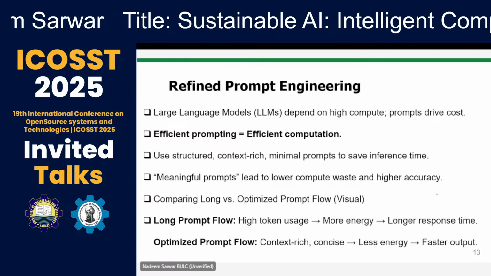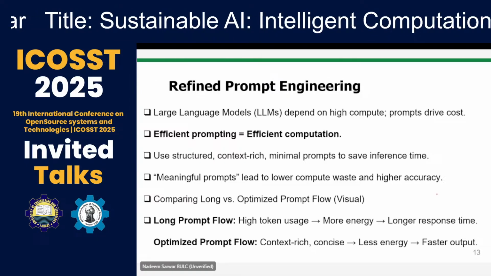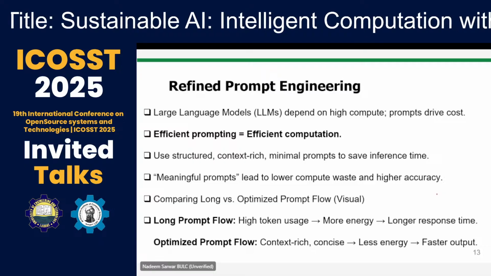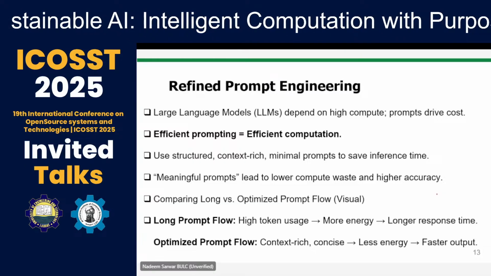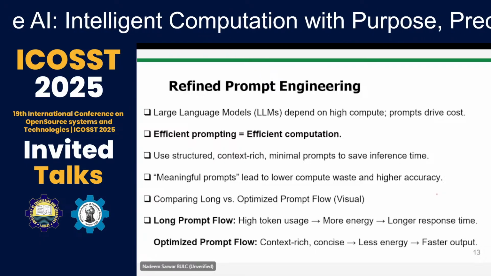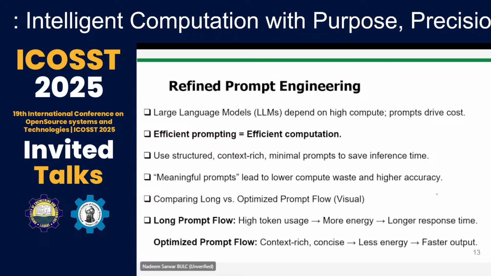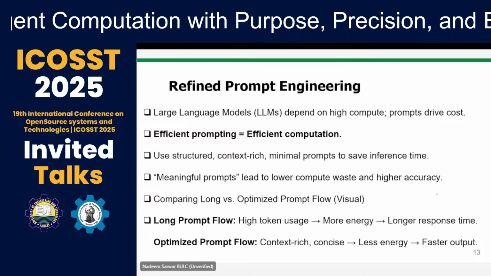Comparing long with optimized prompt flow: long prompt flow means high token usage, more energy, and longer response time. So we need to avoid such longer response times and high token utilization. That's why we need to redesign our prompt.